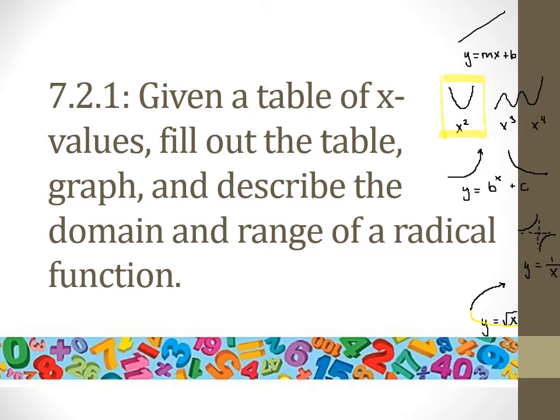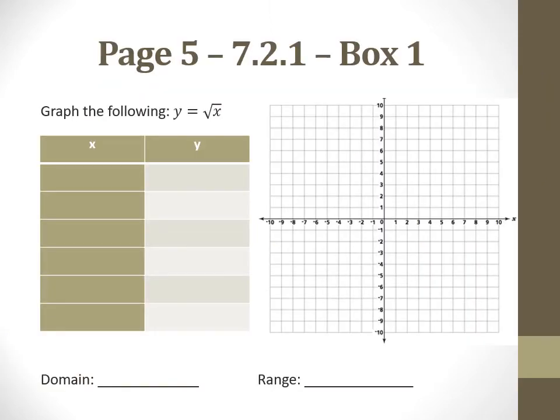And our first learning target on the 2.0 level is that given a table of x values, we're going to fill out the table, graph, and describe the domain and range of a radical function. So this is all in your new notes packet. We are going to be starting off on page 5. This is learning target 7.2.1 and box 1. And it says graph the following. y equals the square root of x.